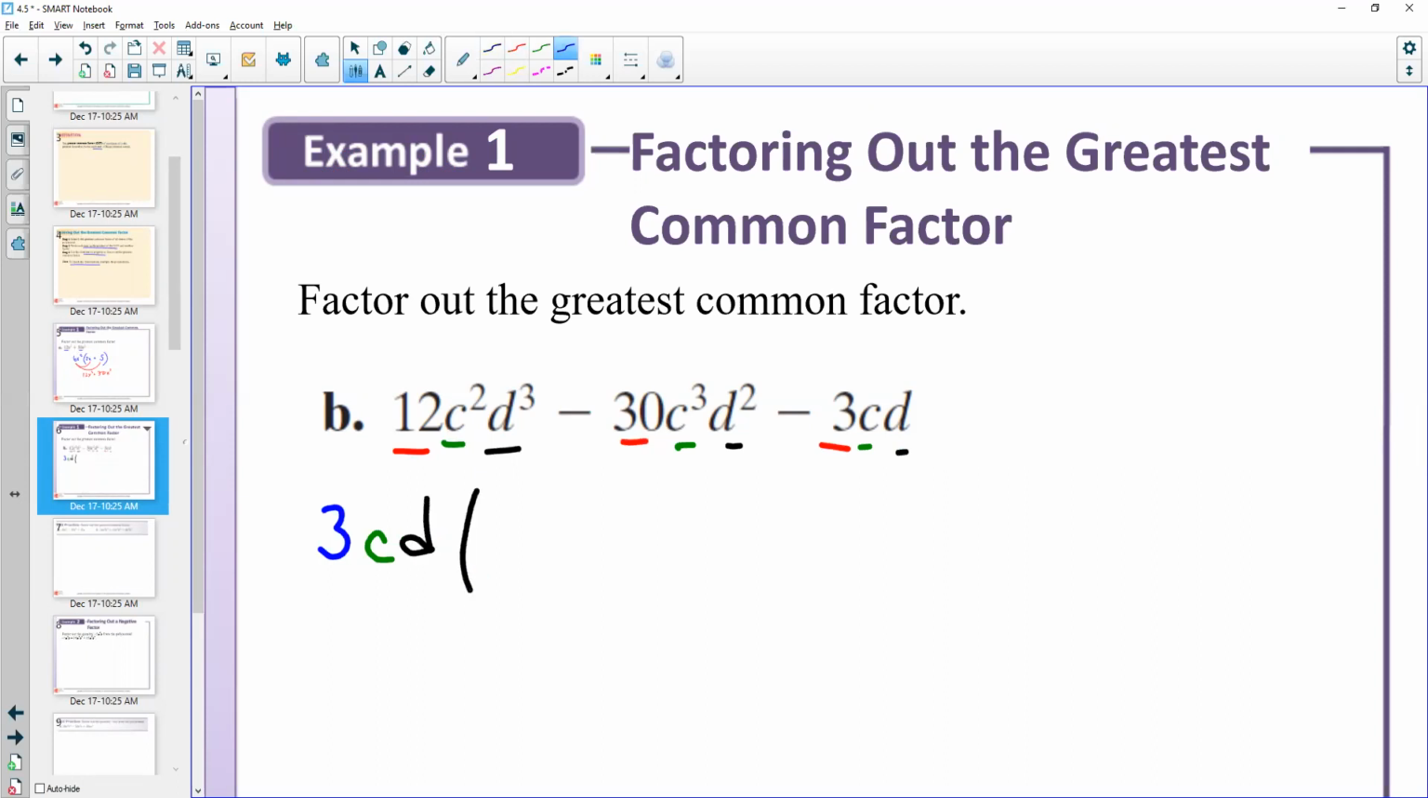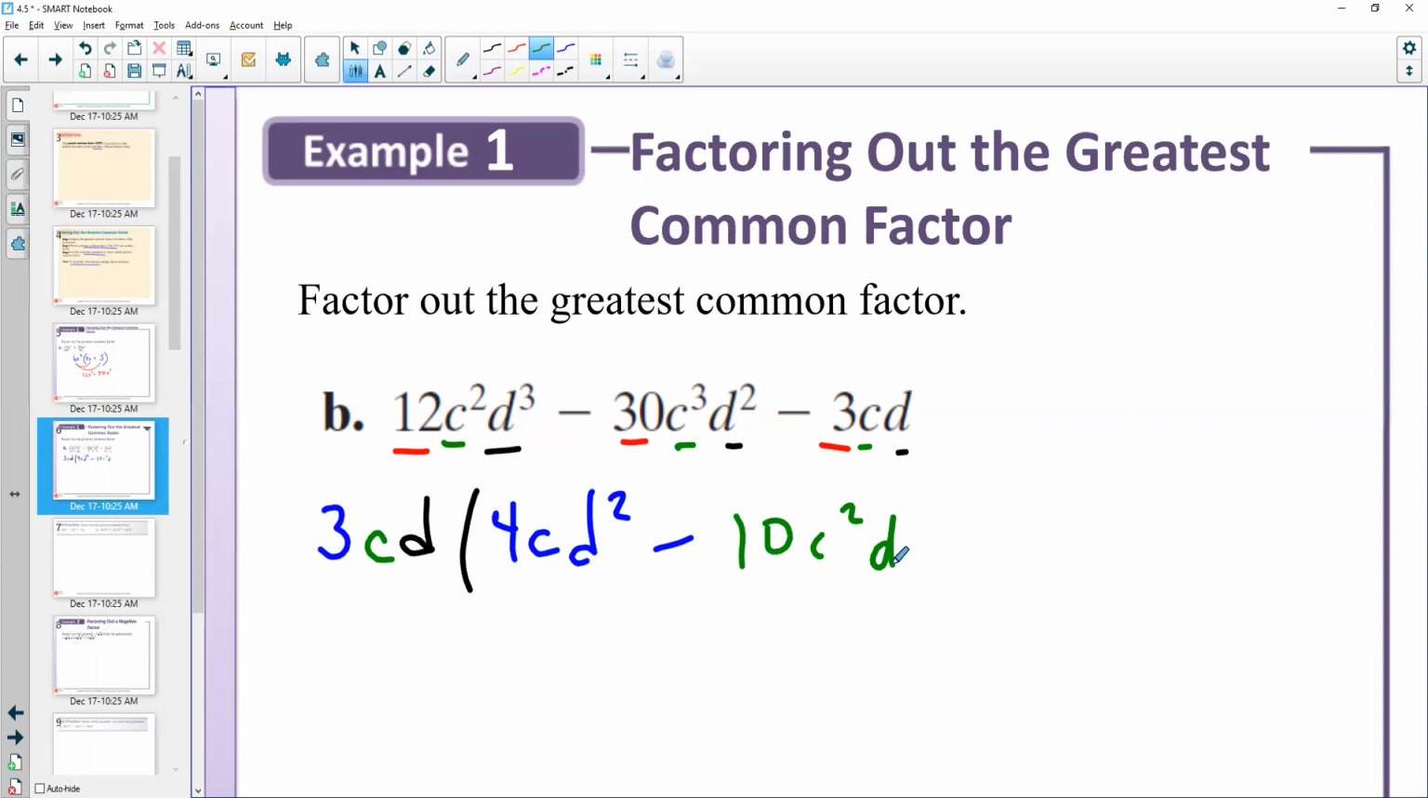All right, so now let's do the numbers. 12 divided by 3 is 4. So I have a 4 left there. C squared divided by C is just 1 C left, so that's 2 C's. I took out 1, I have 1 left. And D cubed, I took 1 out, I have 2 left, D squared. All right, minus, let's see. Let's change a color. 30 divided by 3 is 10. C cubed, I have 3 of them, divided by just 1 C means I have 2 left. And then D squared divided by D means I just have 1 left.